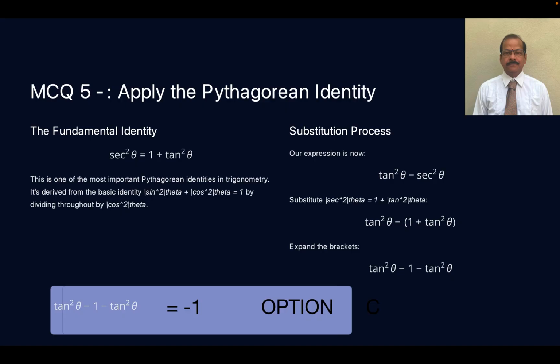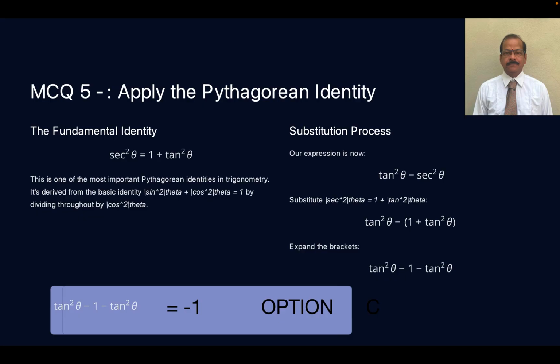Now 1 by cos theta is secant theta, into secant theta is secant square theta. So our question is simplified to tan square theta minus secant square theta. Fine. What is the fundamental identity? You have three Pythagorean identities: sin square theta plus cos square theta is 1, secant square theta equal to 1 plus tan square theta, and cosecant square theta equal to 1 plus cot square theta.